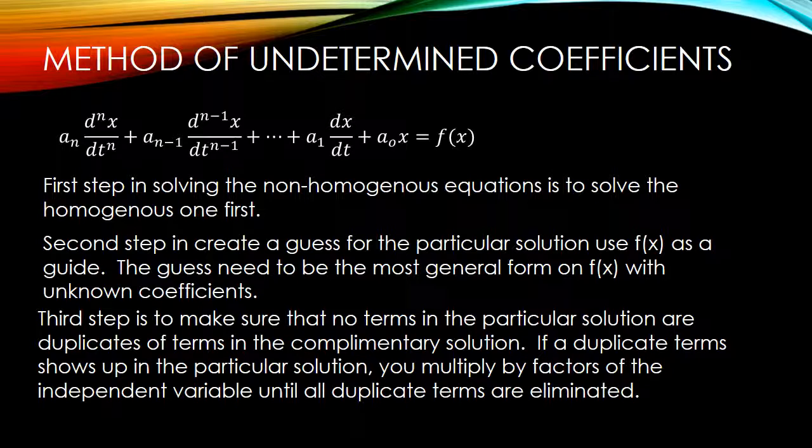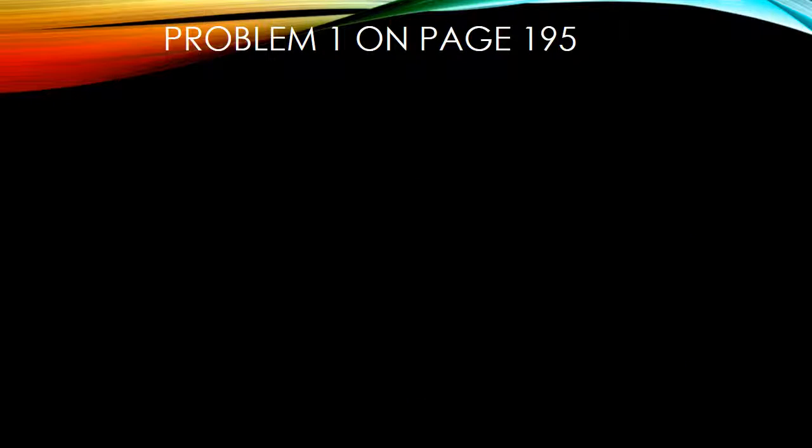And the third step is to make sure that no terms in the particular solution are duplicates of terms in the complementary solution. If a duplicate term shows up in the particular solution, you must multiply by a factor of the independent variable until all duplicate terms are eliminated, which could require multiple multiplications of the independent variable. So the best way to learn this method is by example. So starting with problem 1 on page 195, we're going to solve this differential equation.